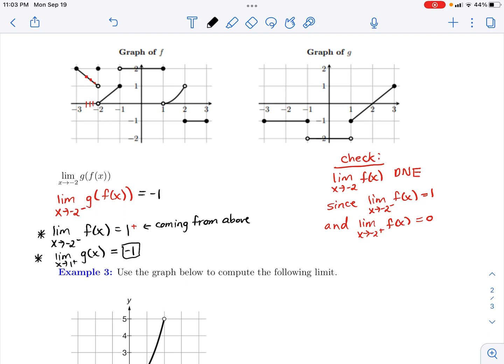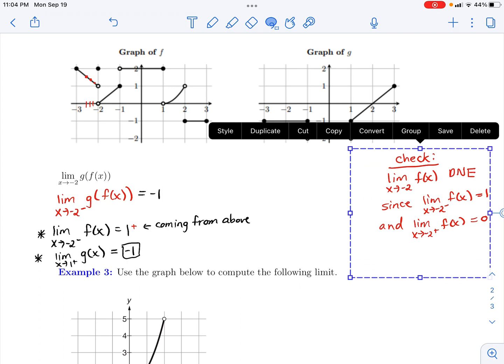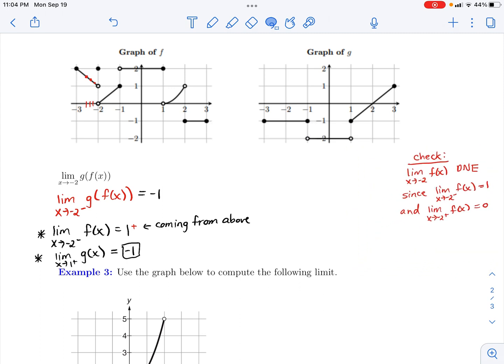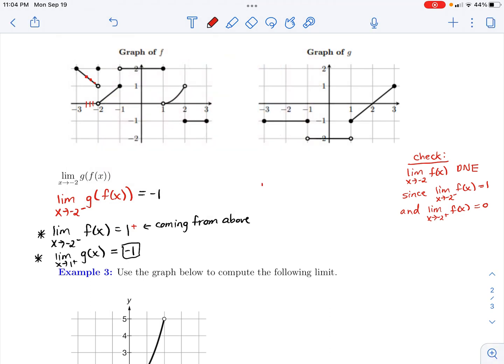Now, to find the final answer, we need to do the same idea now, but for the limit from the right. So let me give some more room here. Sorry about that, guys. Just want to make sure I have enough room here. So I need to do the limit as x approaches -2 from the right of g of f of x.